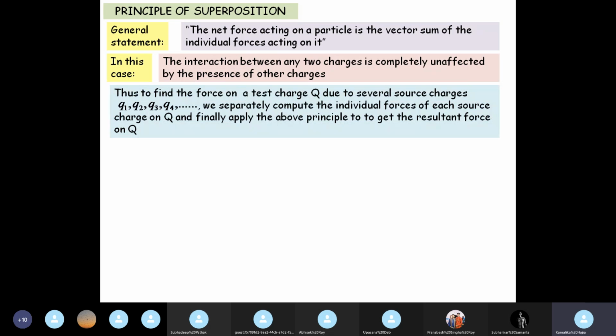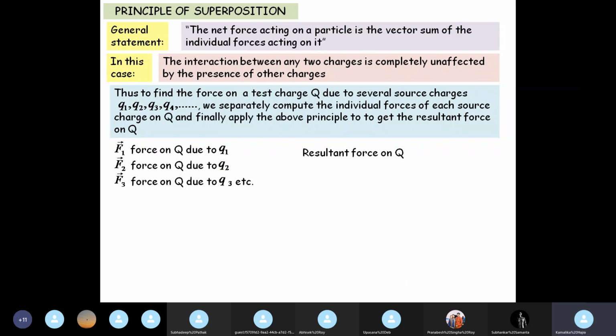Is the matter clearer? So to find the force on a test charge Q due to several source charges Q1, Q2, Q3, etc., we separately compute the individual forces of each source charge on Q and finally apply the principle of superposition to get the resultant force on Q. Suppose F1 is the force on Q due to charge Q1, F2 is the force due to charge Q2, F3 is the force on Q due to charge Q3, etc. Then the resultant force F is the vector sum of all these forces: F1 plus F2 plus F3 plus etc., up to Fn, however many charges there are.